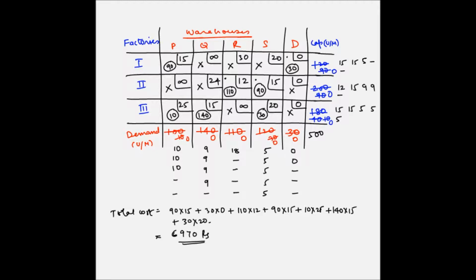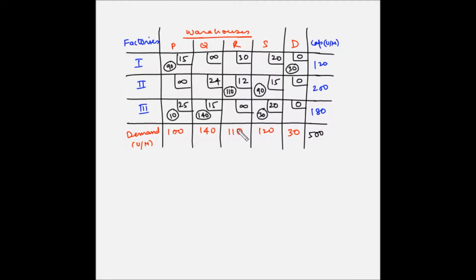Now once we have found out the initial basic feasible solution, let's now find out if this is the optimal solution or is there any scope for further reduction in the total cost of transportation. So let me redraw this transportation table with the initial feasible solution, and then we'll perform the optimality test. Now this is the basic initial feasible solution with the allocations. Now before we proceed with the optimality test, we have to first find out if this basic initial feasible solution is acceptable to proceed with the optimality test or not.